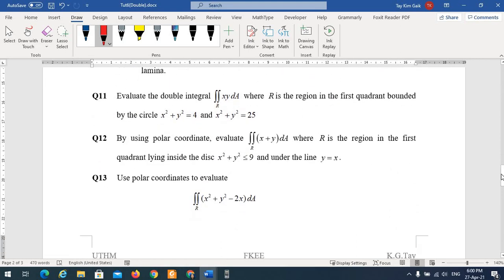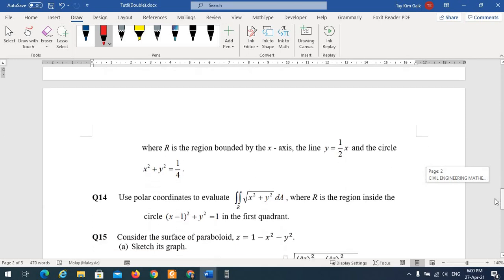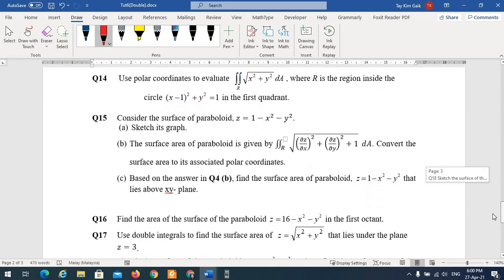Okay, polar coordinates, and then the surface area.